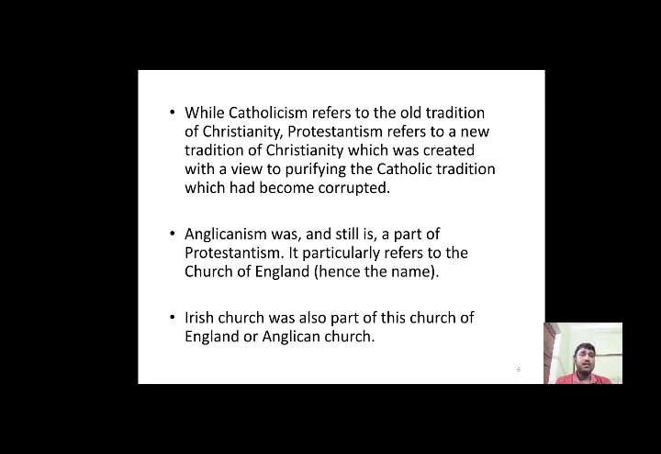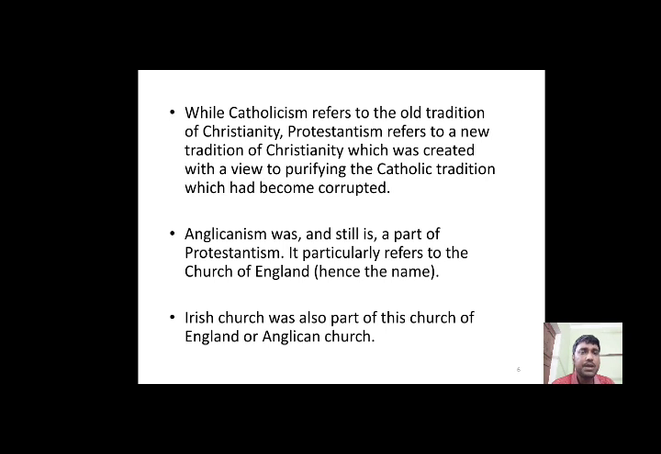Now, Catholicism and Protestantism. This is very important because you'll find references to Catholicism, to Protestantism, to Anglicanism while you study not just this text but other texts of English literature. So while Catholicism refers to the old tradition of Christianity, Protestantism refers to a new tradition of Christianity. Now, what is that? Catholicism is, if you say, the mainstream of Christianity.